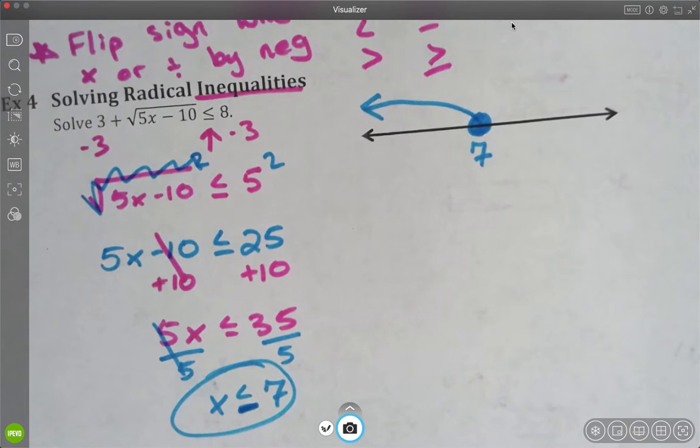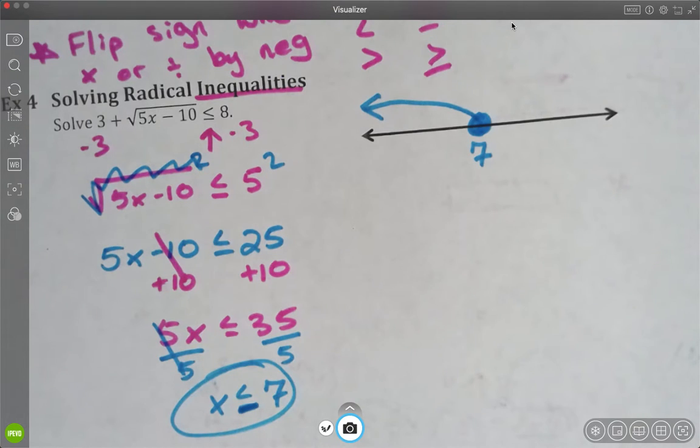No. Well, let's say 1. I'm going to plug in there, okay? If I plug 1 in, 5 times 1 is 5, minus 10 is negative 5. What's the square root of negative 5? So is it true that any number less than 7 will work? No. Oh, man. You caught it wrong.